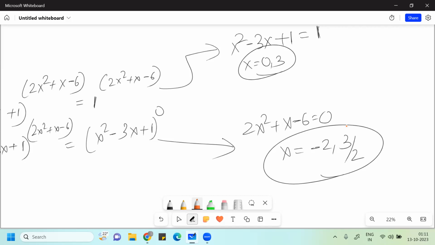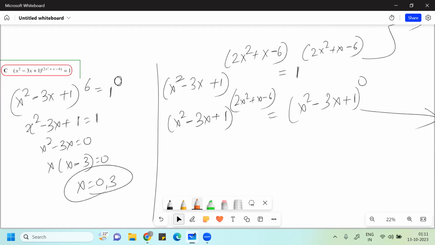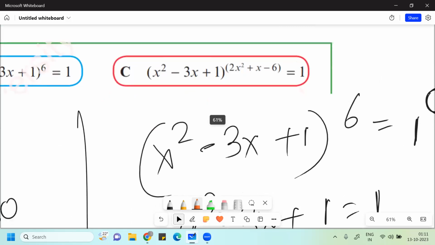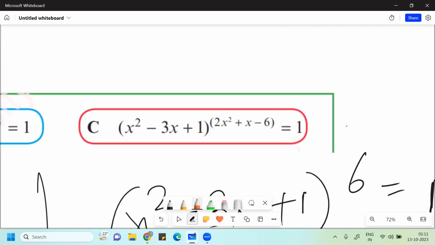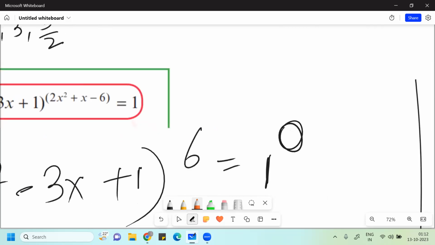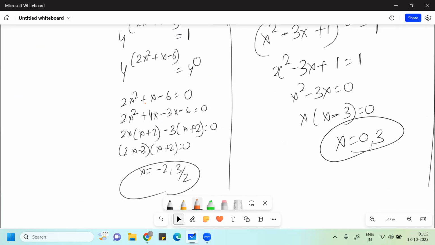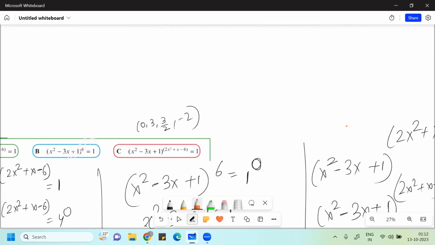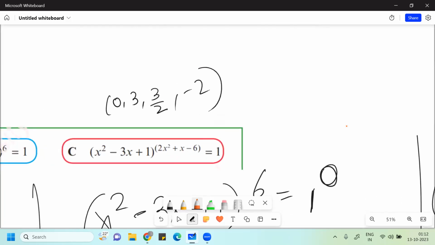So ultimately, for this equation, I got 4 values: 0 or 3, or 3 by 2 or minus 2. If I put any of the 4 values into this equation, I believe my LHS and RHS will satisfy. So for 0, this will become 1. This is minus 6. 1 to the power minus 6 will be 1 only. If I put 3, then this gets cancelled. I get again 1, and 1 to the power any number is 1 only.